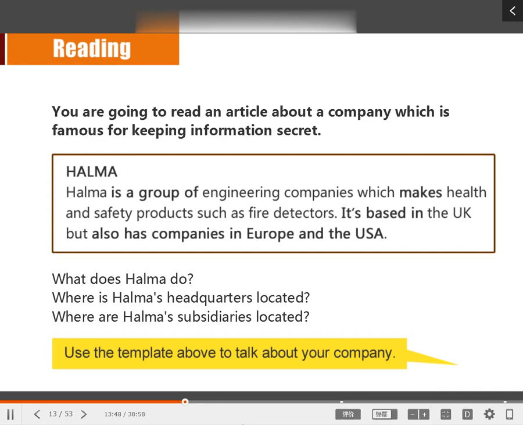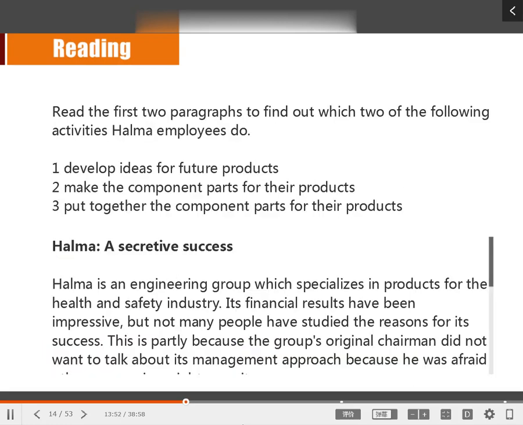Okay, great job. Now you are ready to read this article. So here, let's first of all read the first two paragraphs to find out which two of the following activities Halma employees do. Ready? Here we go.